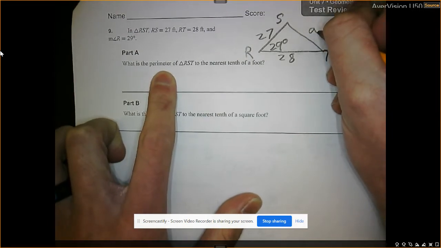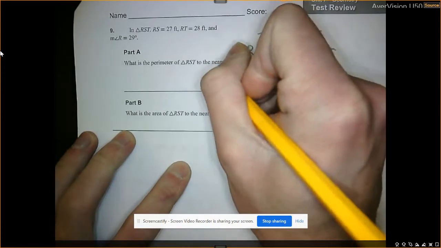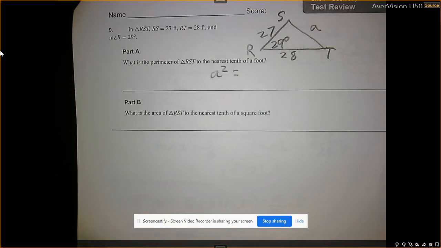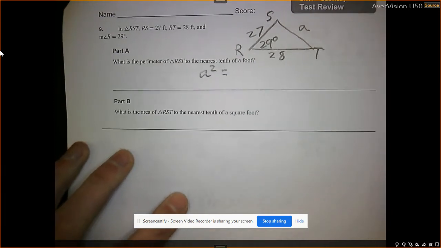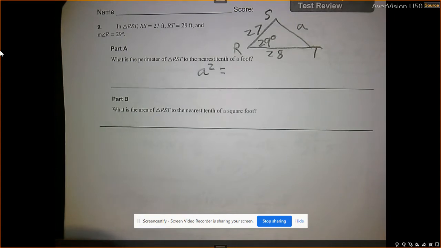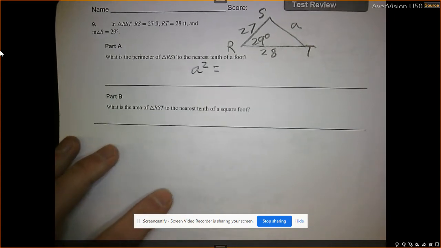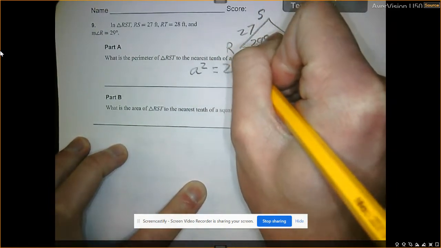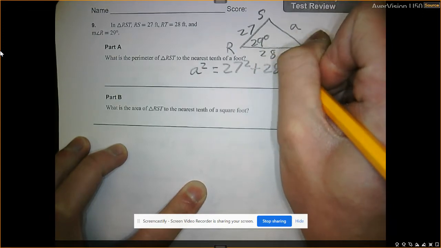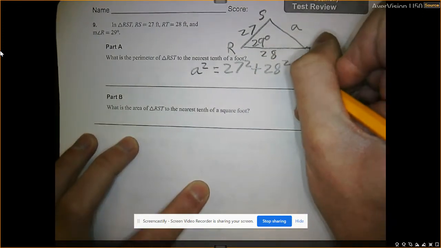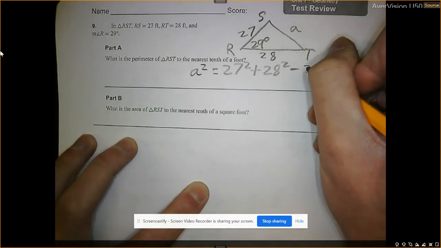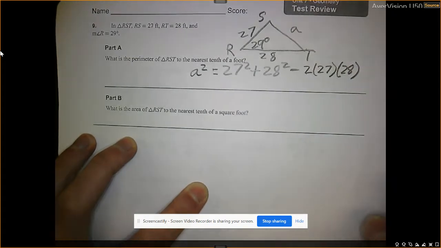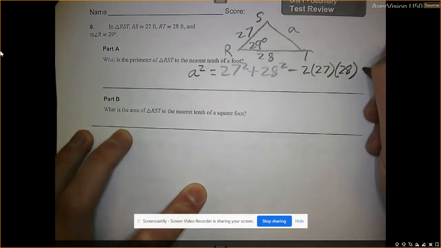So we will call this A for now, and that side, A squared, equals, and I'm hoping we will be able to give you this formula. I haven't talked with the other geometry teachers, but you shouldn't have to remember the law of cosines formula. A squared is going to equal your other two sides squared added together: 27 squared plus 28 squared, minus 2 times the two sides you have again, 27 and 28, times the cosine of that angle you have.